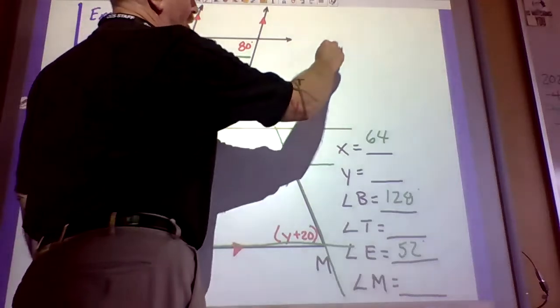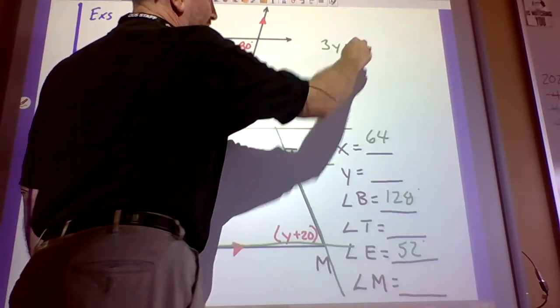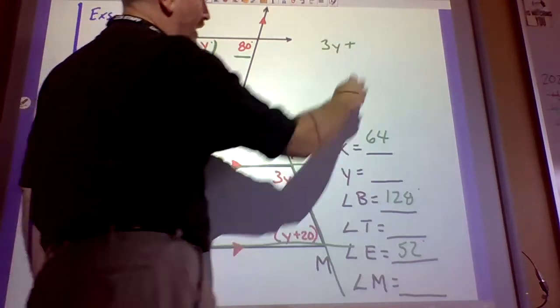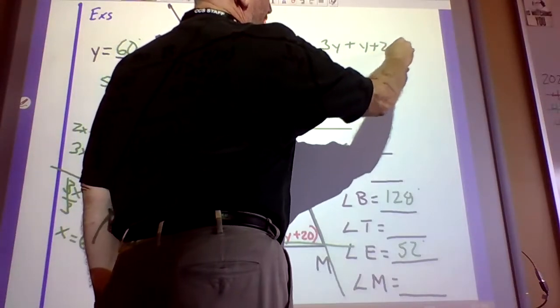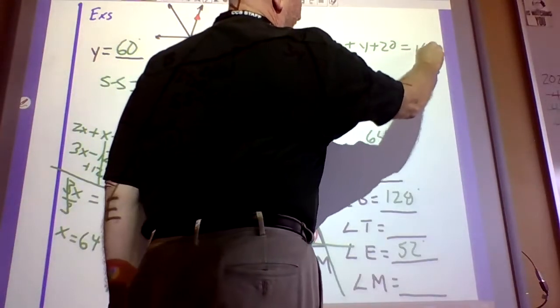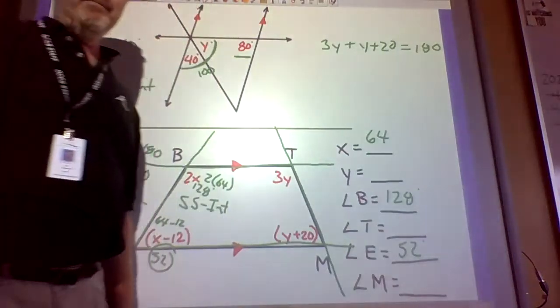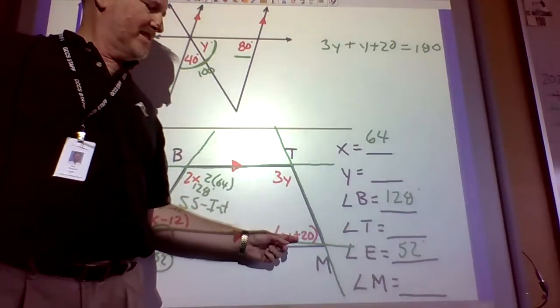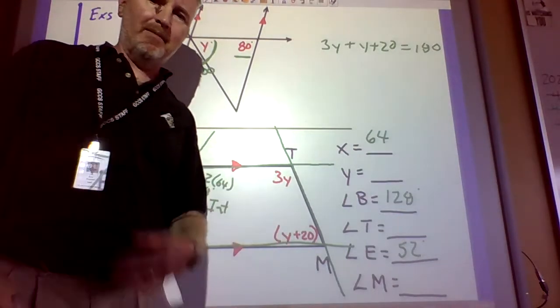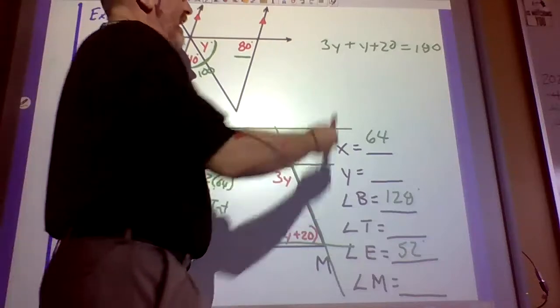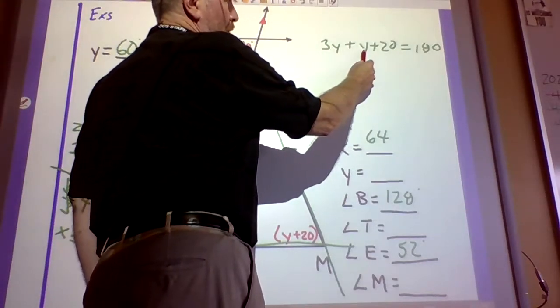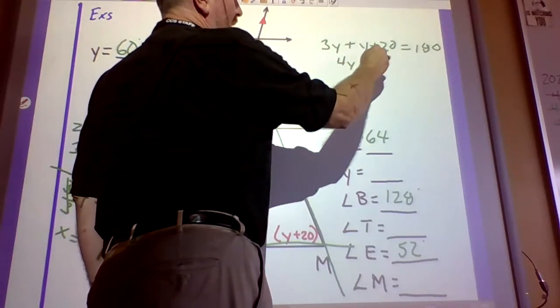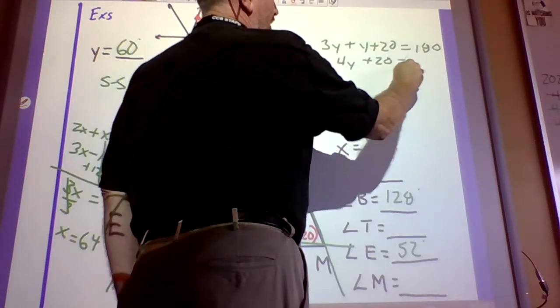So I'm going to say 3y plus y plus 20 equals 180. All right? So this angle plus this angle, since they're same side interior, has to add up to 180. I've got a 3y plus a ghost 1y. That makes 4y plus 20 equals 180.